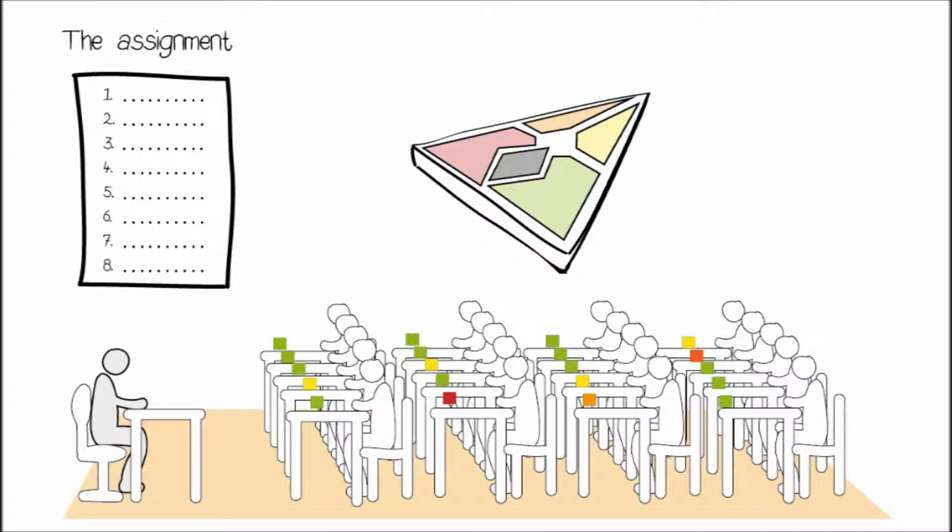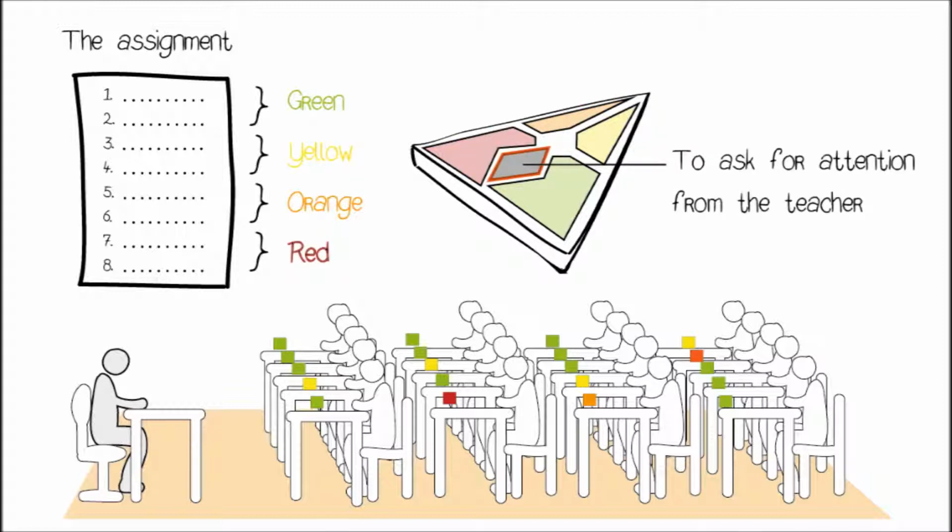Imagine you give all students an assignment consisting of 8 questions. You ask them to indicate how far they are using the eduAid student device as follows. When you are working on question 1 or 2, press green. When you are working on question 3 or 4, press yellow. For 5 and 6, press orange, and for 7 and 8, press red. If you have difficulty with the question and want help, you can press the middle button.